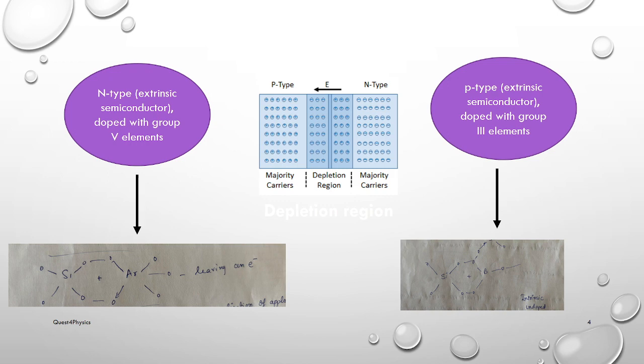On the other hand, in a p-type extrinsic semiconductor, the pure semiconductor is doped with elements belonging to the third group, which are trivalent, and they keep a void or hole open, which makes holes abundant in p-type semiconductors. So this is a diagram where the junction is in unbiased form. In p-type, the majority carriers are holes. In n-type, the majority carriers are electrons.